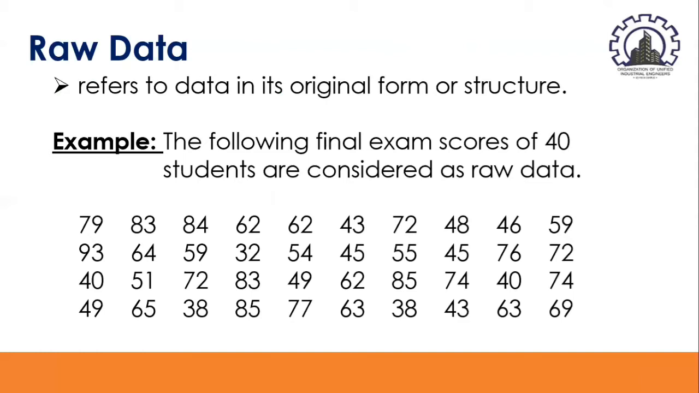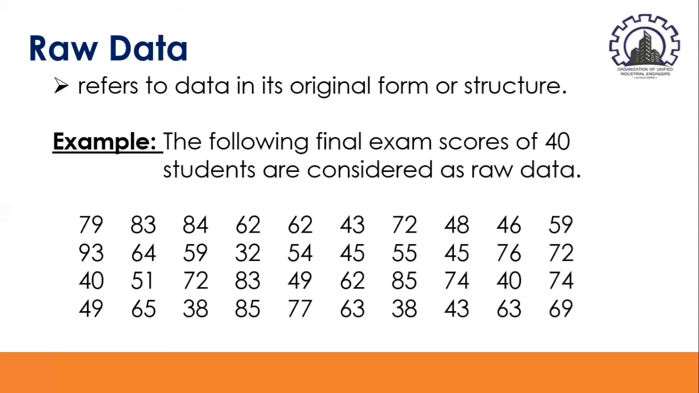Now, raw data are data in their original form and structure. So for example, the following final exam scores of 40 students are considered as raw data. As you can see there, these are random numbers. These are not arranged either in descending or ascending order. So meaning to say, these are called raw data.